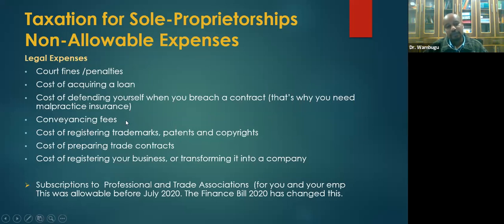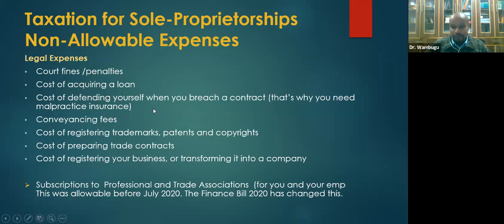Conveyancing fees, the fees you pay your lawyer when you're transacting in a property, are not an allowable expense. The cost of registering a trademark, a patent, and copyright is not an allowable expense. The cost of preparing a trade contract is not an allowable expense. The cost of registering your business is not allowable, which is surprising, and even transforming it. For example, if you decide to change your practice into a company, it's actually not an allowable expense.